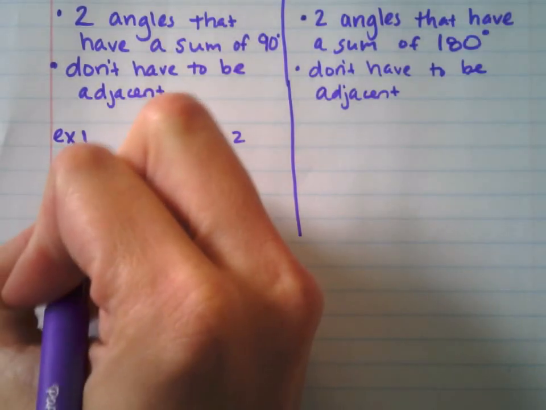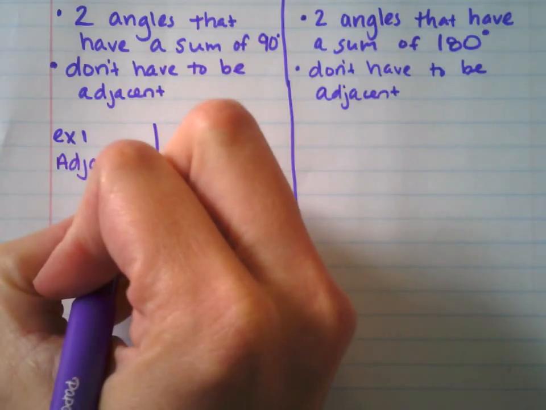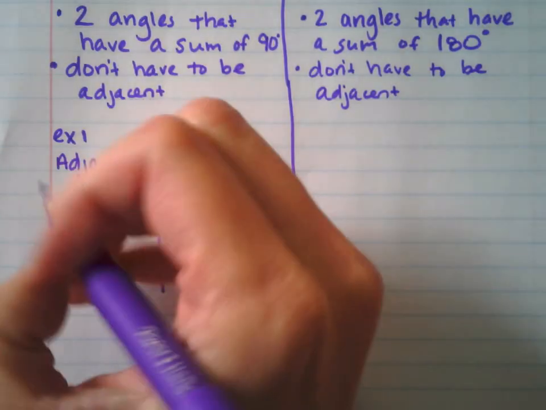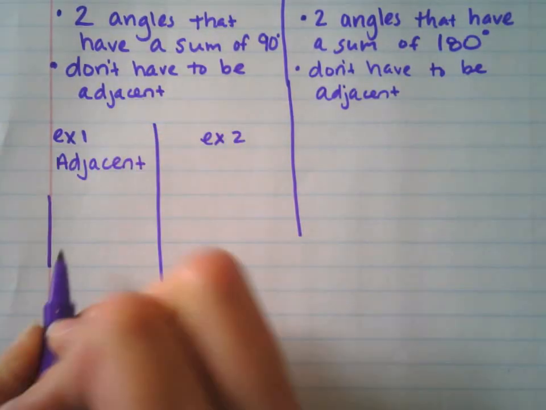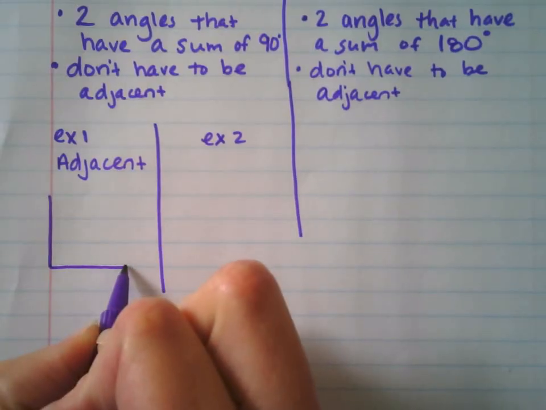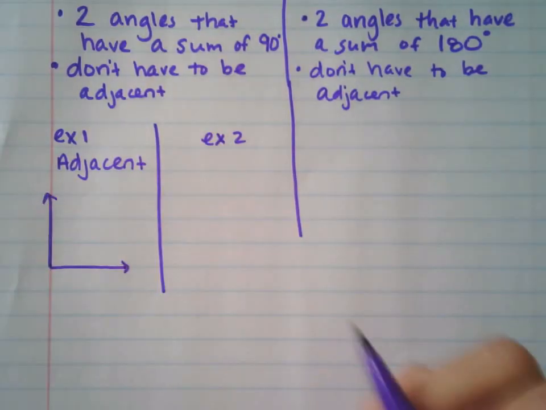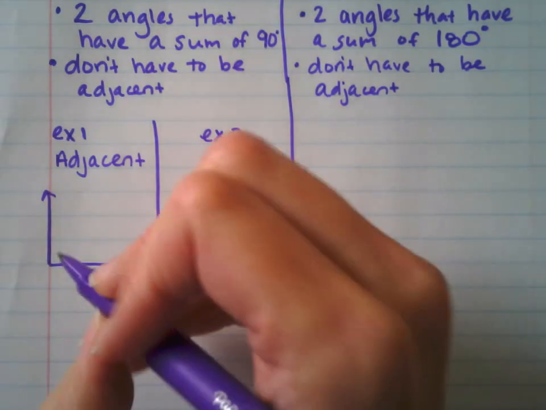Right, the first one, we're going to do an example if they are adjacent. And I'm just going to use the lines that are on my paper to help me make straight lines.